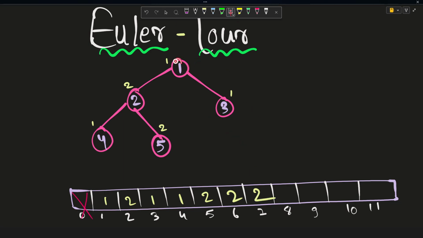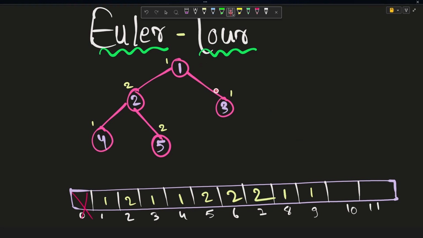And now I will be standing here again. Since I have completely explored the left part, but I have not yet explored the right part, I will now go to the right part. So now I will come to this node. Since I am coming to it for the very first time, I will write this 1 here. And now since I can't go any further, I will backtrack. Since I am backtracking and I will not reach this node again, I have to write its value again in this array.